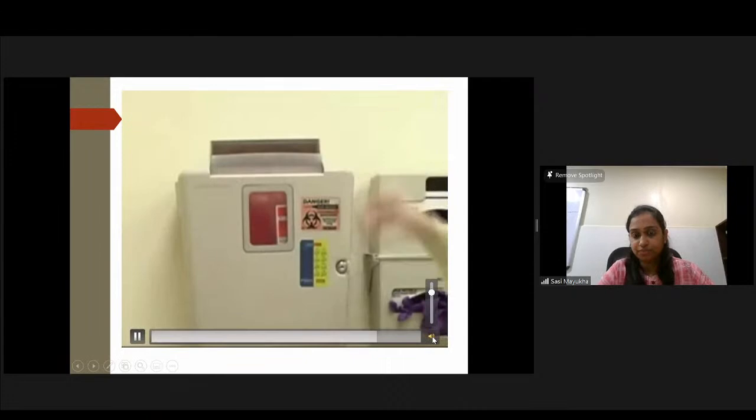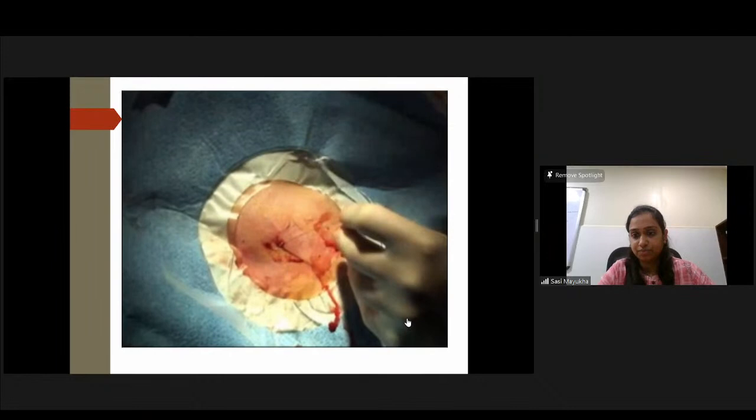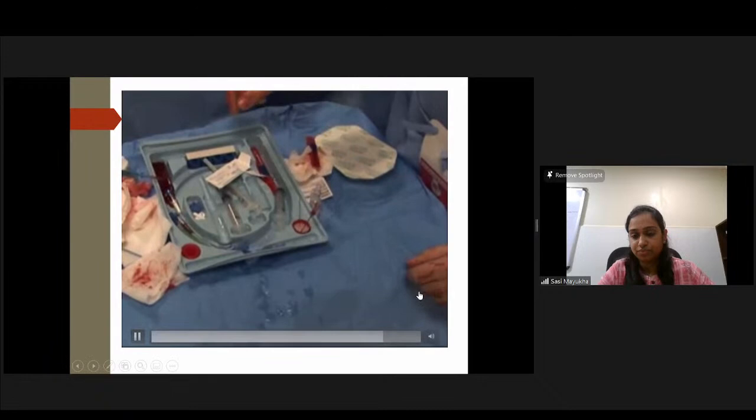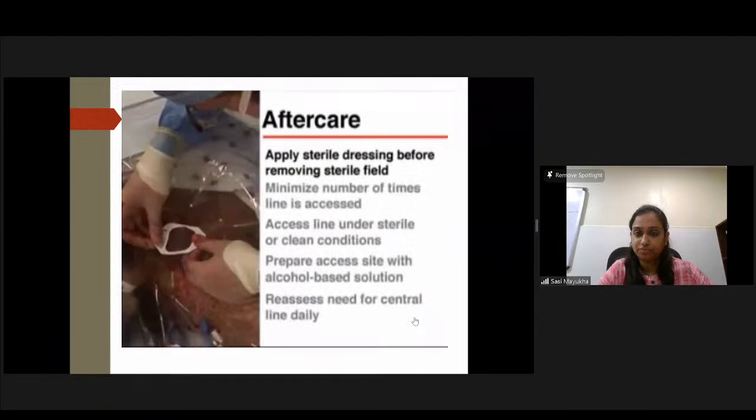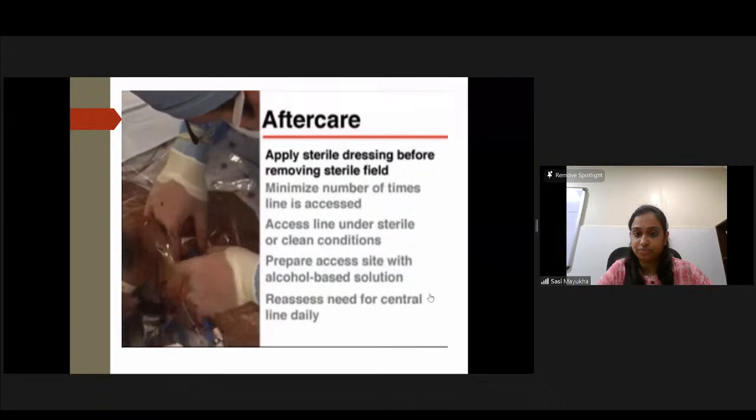Scalpels should be retracted into their protective sleeves. Needle stick injury can be minimized by using needle lock devices found in most commercial central line kits. Sterile dressing should be placed on the insertion site. The dressing should be changed daily, and whenever blood or liquid accumulates or it loses its seal.